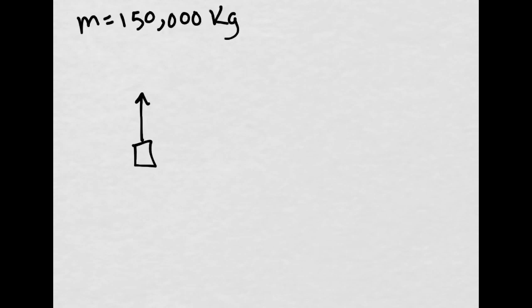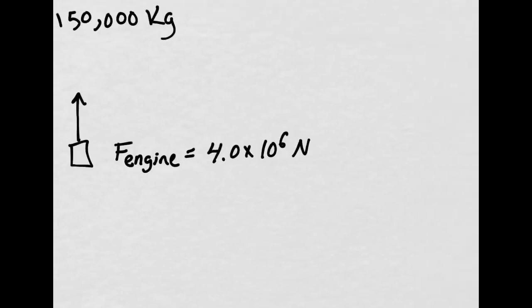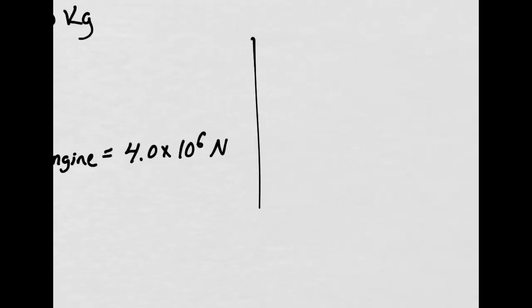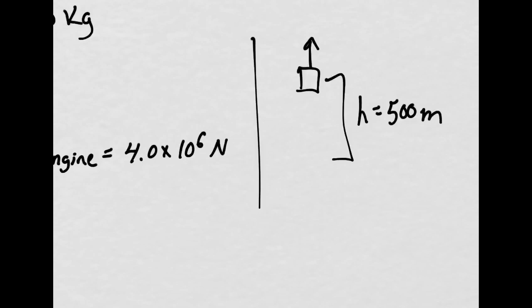The rocket motor generates a thrust, so some force of the engine is equal to 4.0 times 10 to the 6 newtons of force. What is the rocket speed when we get to a point where it's up here, still moving, at a height of 500 meters? We want to find its velocity, and we're going to ignore air resistance.